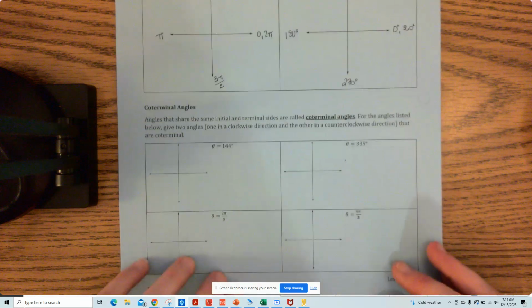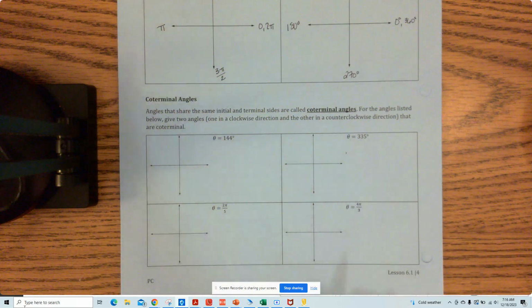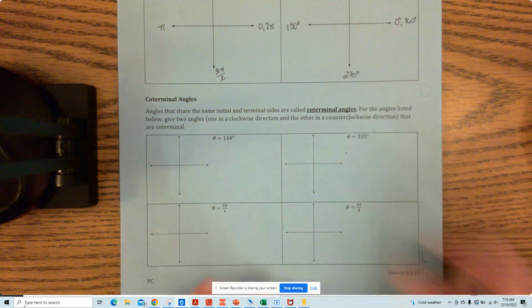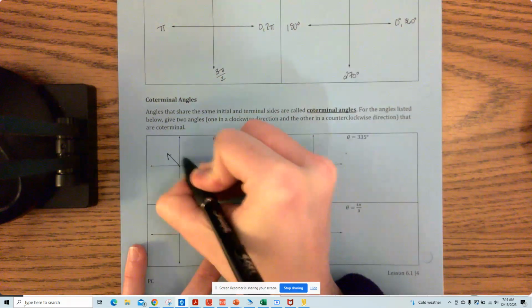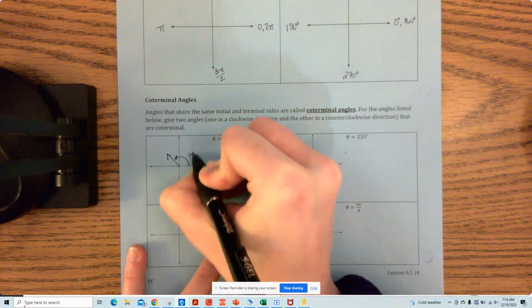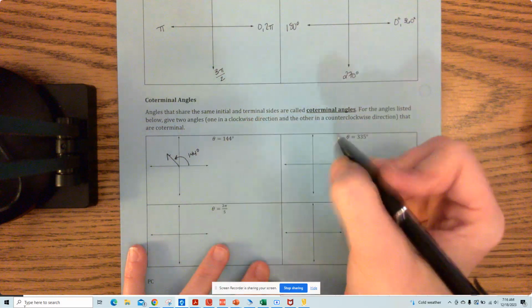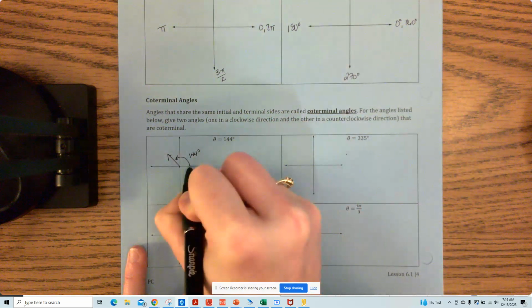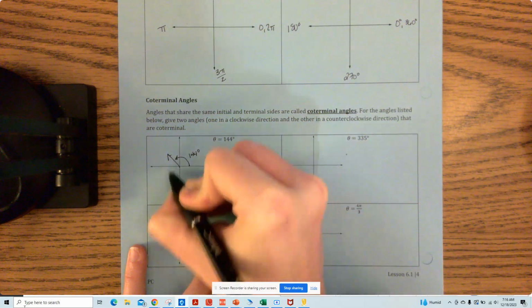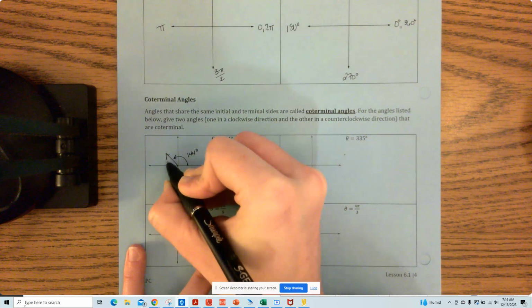Okay. So angles that share the same initial and terminal sides are called coterminal angles. For the angles listed below, give two angles, one in a clockwise direction and the other in a counterclockwise direction, that are coterminal. Okay, so 144 degrees is going to be somewhere in here, right? 144 degrees. So the coterminal angle of this, meaning it's starting here, it's just going to go the other way. What would its degree be?